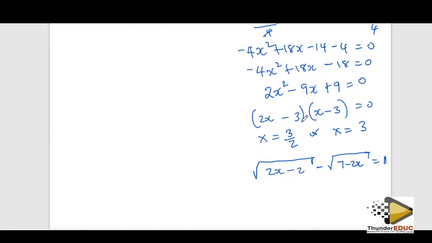Okay, so if I use 3/2, if I put a 3/2 here, I'm just going to have 3 minus 2, which will give me 1. Then minus, if I put a 3/2 here, that's going to be 7 minus 3, which is a 4. Square root of 4 is going to be a 2. The 1 minus 2 gives me -1, which is not a 1. So I can take this solution out. It's not applicable. Let me try with the 3.